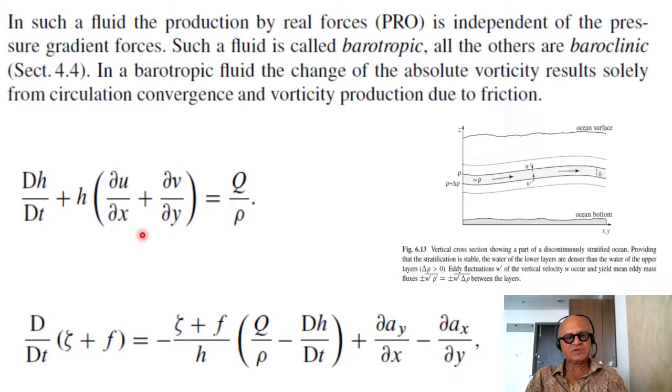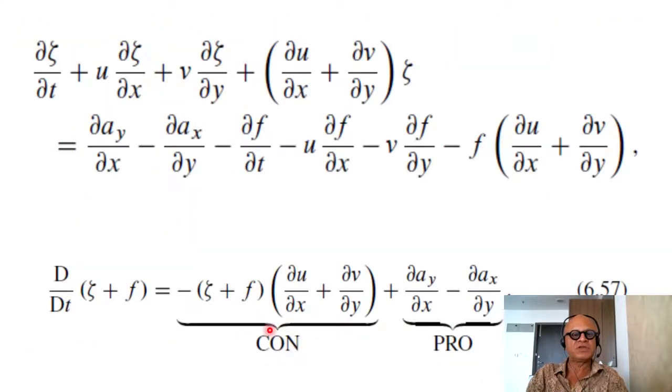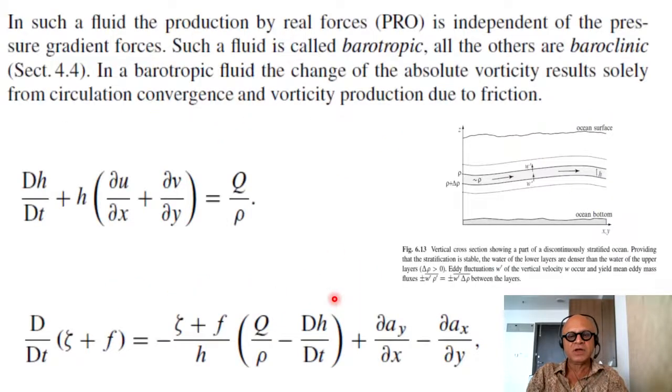vorticity conservation using that now as d/dt of (zeta plus f) equal to minus (zeta plus f) over h times q over rho minus dh/dt. So we are writing du/dx plus dv/dy in terms of layer thickness variability and mass flux, or source and sink of mass. That's all we're doing in the previous equation. So we are taking this equation, replacing this from the continuity equation, plus the curl term.